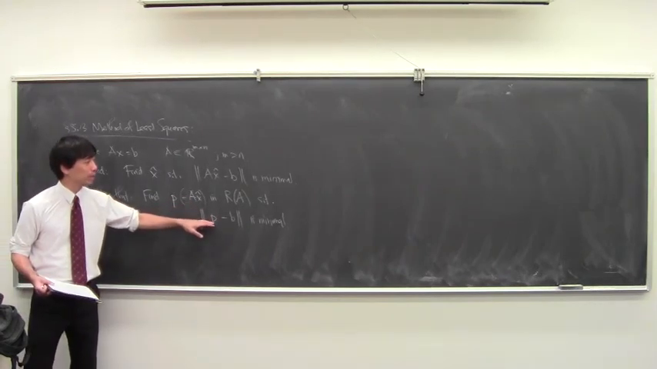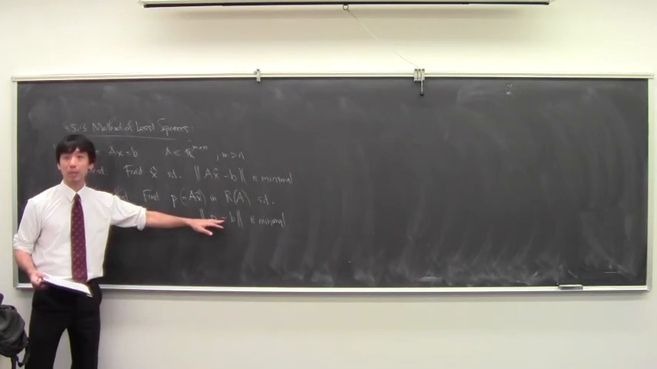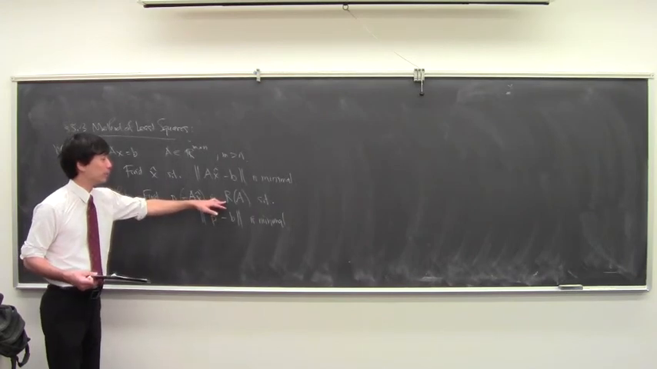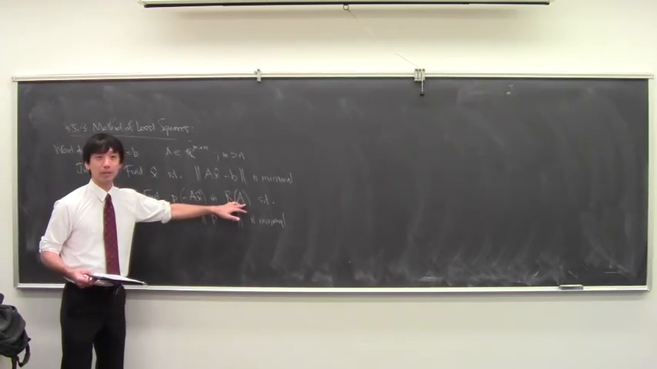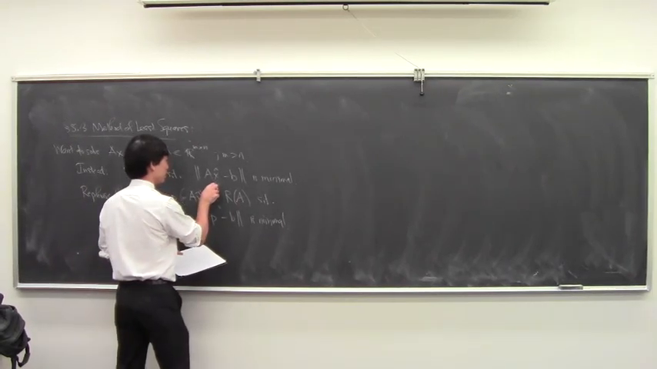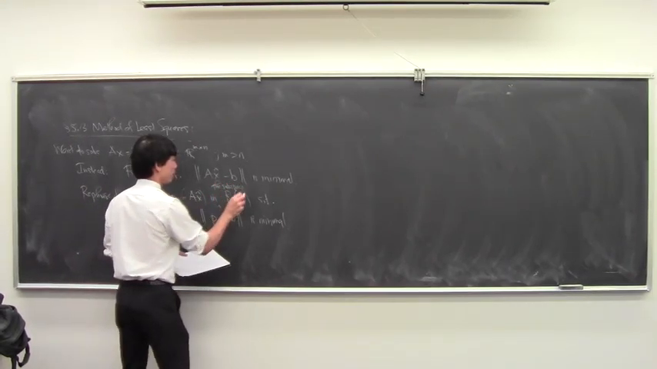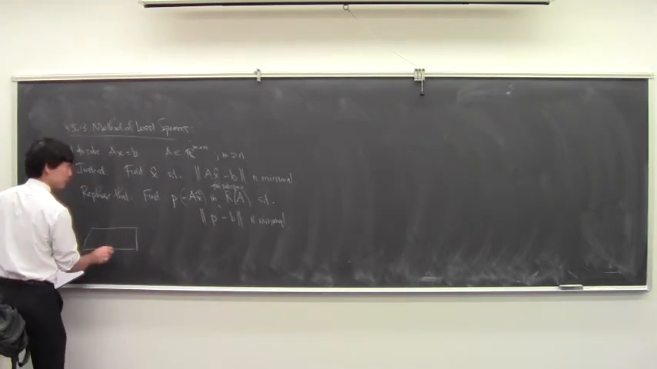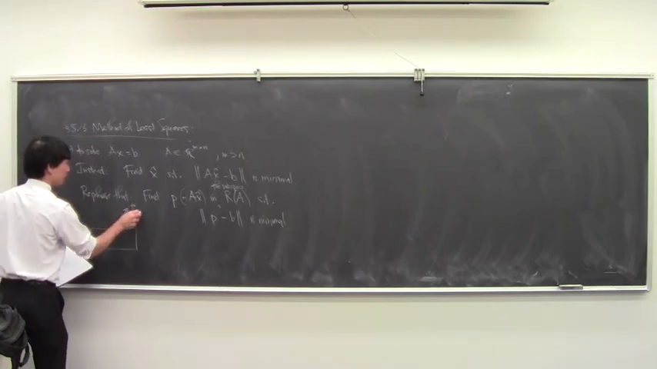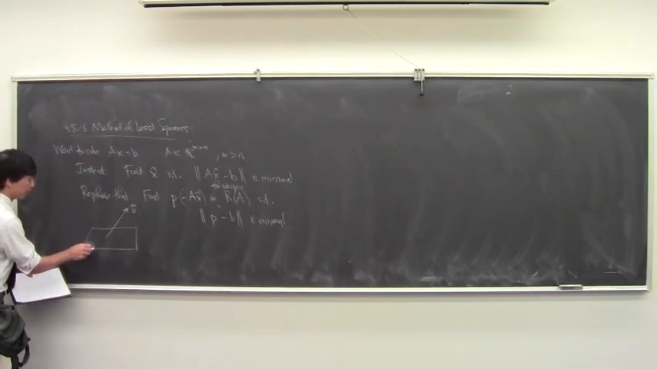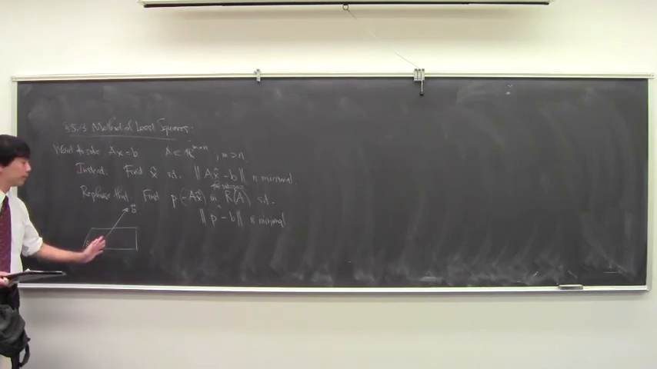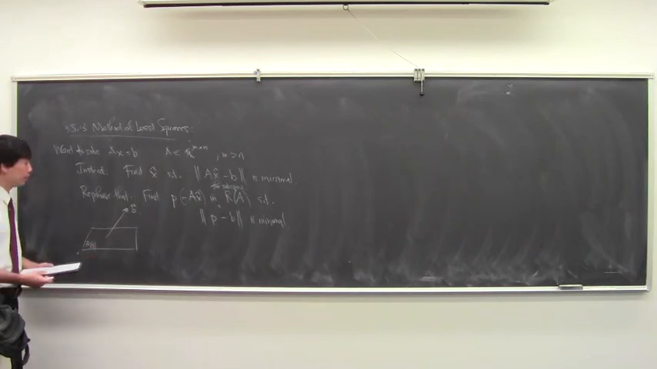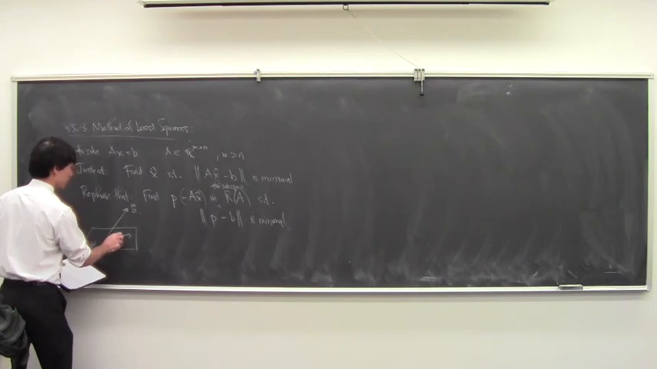Let's find the p in the range of A so that p minus b is minimal. But then this becomes something more easily visualized. The range of A is a subspace, and in that subspace we want the place where this thing is minimal. So the game comes down to this: you have some b that's not in the range of A, and you're trying to find the p in the range of A that's closest to it.